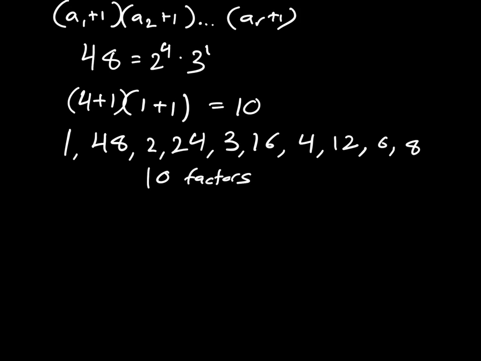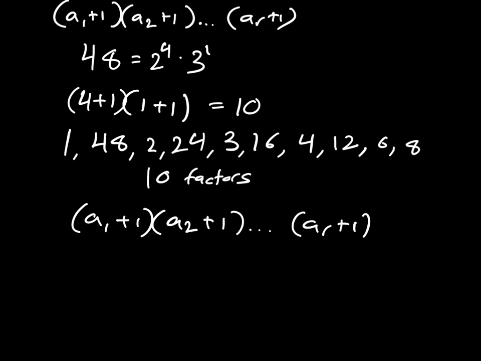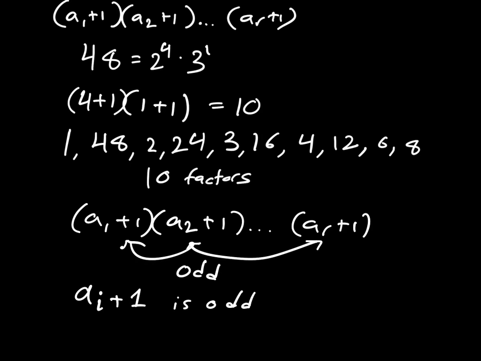So for a number to have an odd number of factors, every term in this expansion would have to be odd. So these are all odd. So any a_i plus 1 is odd, which means that a_i is even.